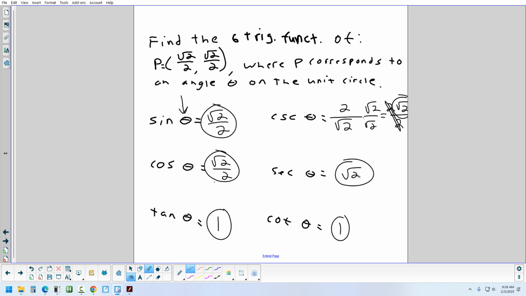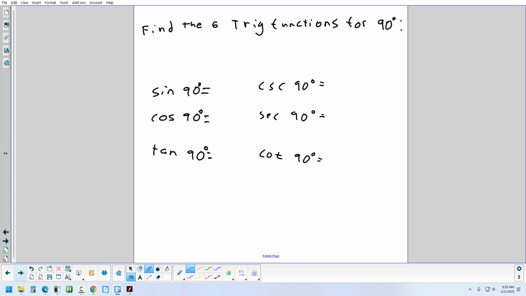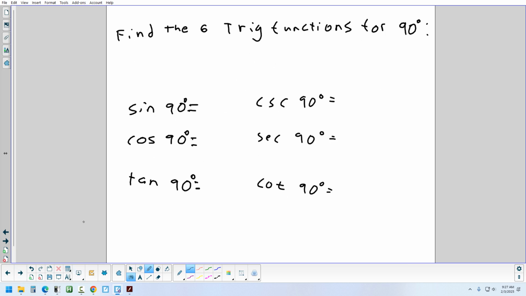And there are the 6 trig functions, technically of 45 degrees. You don't need to know that it's 45, but it's the 6 trig functions of that coordinate, which represents 45. Any question on that one? All right, so that's the kind of problem where I give you the coordinate and you have to figure out the 6 trig functions. Let's try one where I don't.